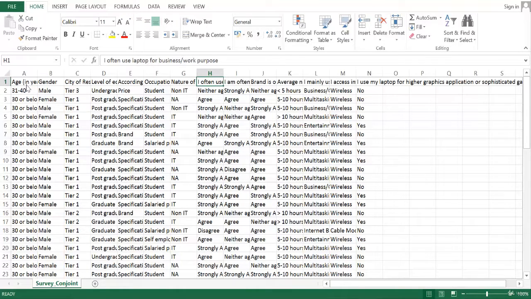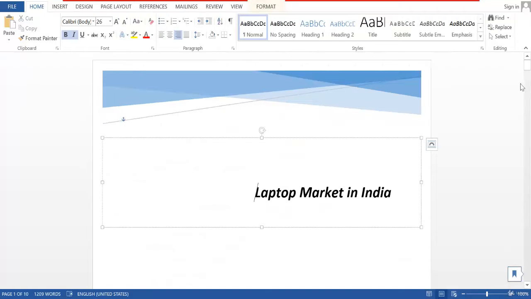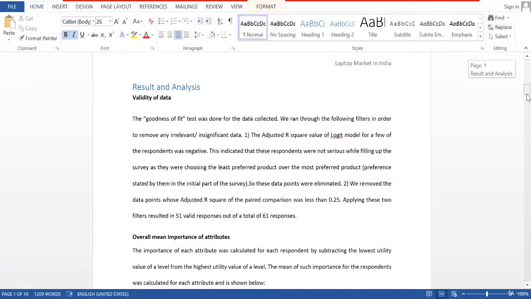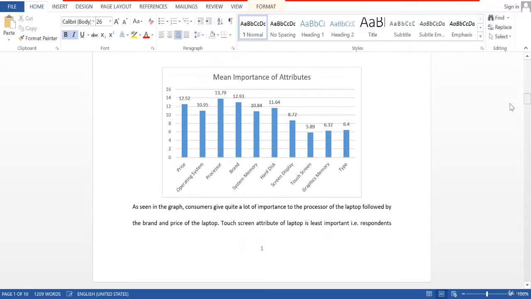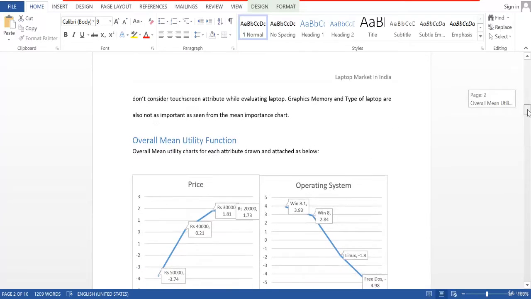So if you look at the conjoint analysis report, or the answers we get from it, we get a mean importance of each attribute from all the respondents. So if you see, the processor has the highest mean importance with respect to the respondents I have collected responses from. Among all the respondents currently in the survey, they rank processor as the highest attribute which they look at while buying a laptop.